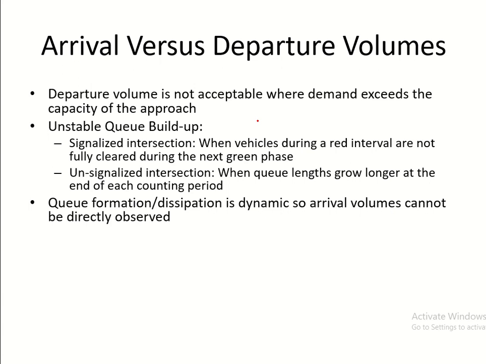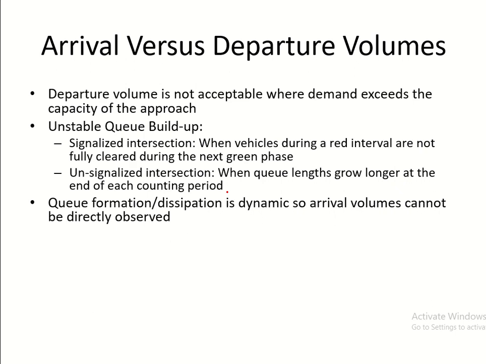Do not focus on departure volume. Arrival volume will be the demand. If you have an unsignalized intersection, then there is no red or green phase. In that case, you count the vehicles in the queue repetitively a few times, and if every time the queue is increasing, that means the demand is over capacity.